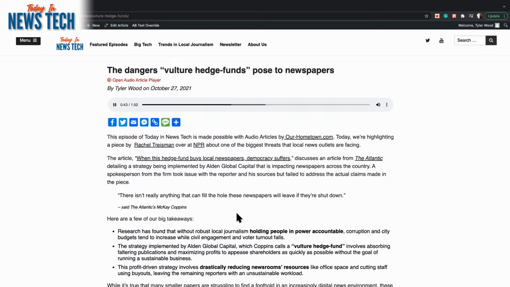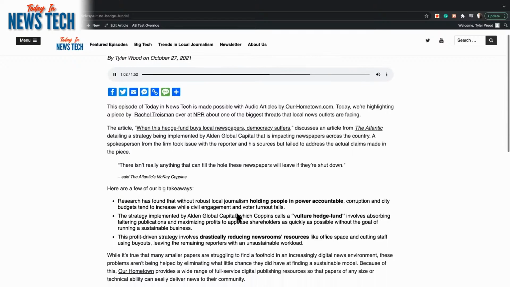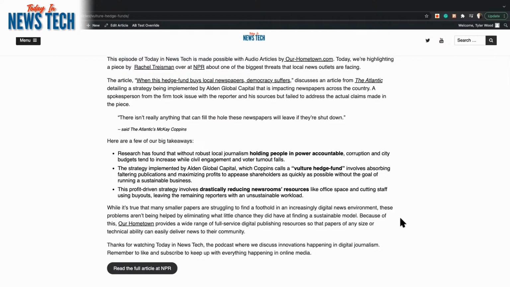Here are a few of our big takeaways. Research has found that without robust local journalism holding people in power accountable, corruption and city budgets tend to increase while civic engagement and voter turnout falls. The strategy implemented by Alden Global Capital, which Coppins calls a vulture hedge fund, involves absorbing faltering publications and maximizing profits to appease shareholders as quickly as possible without the goal of running a sustainable business. This profit-driven strategy involves drastically reducing newsrooms' resources like office space and cutting staff using buyouts, leaving the remaining reporters with an unsustainable workload. While it's true that many smaller papers are struggling to find a foothold in an increasingly digital news environment, these problems aren't being helped by eliminating what little chance they did have at finding a sustainable model.